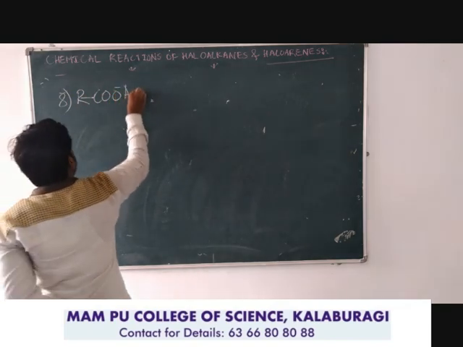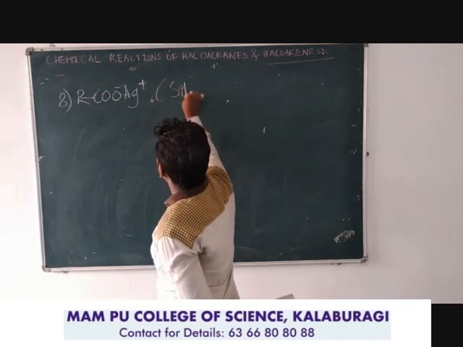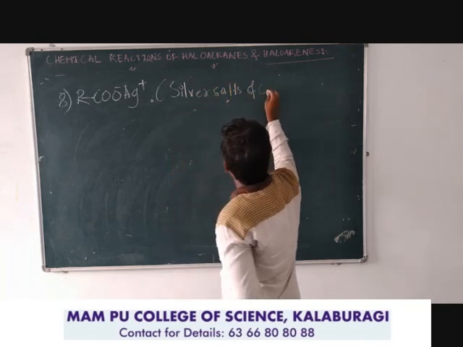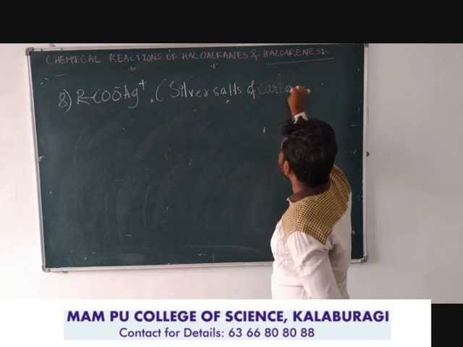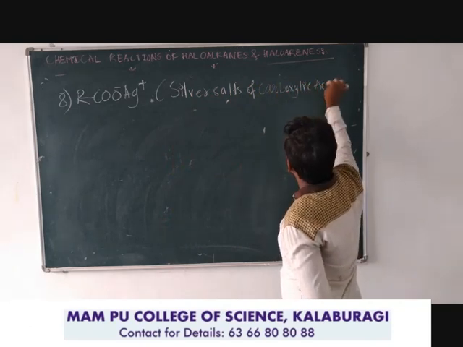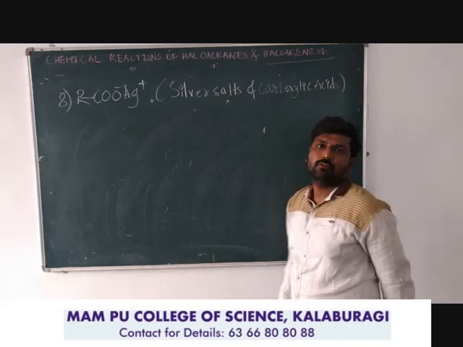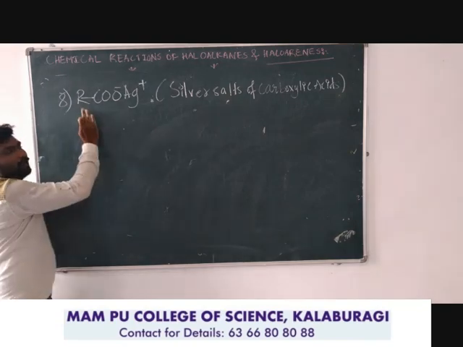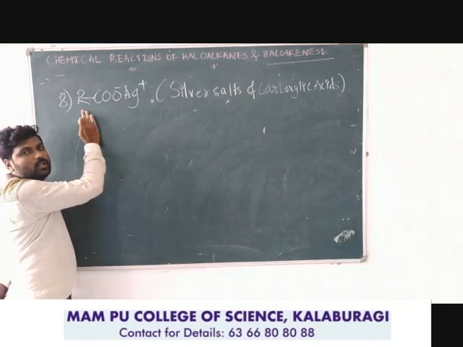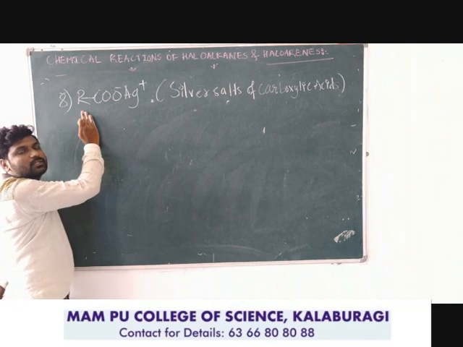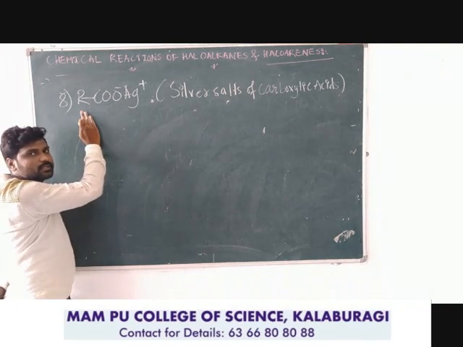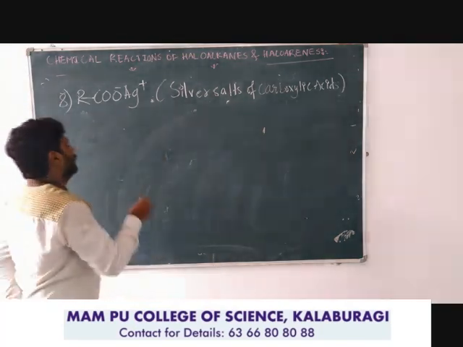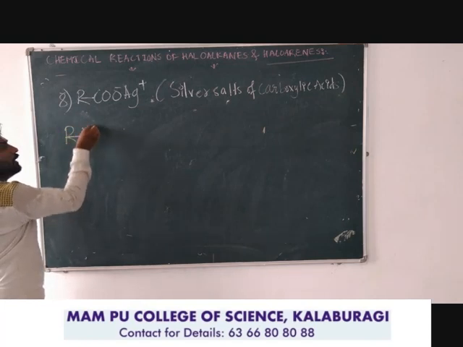RCOO minus Ag plus. This is silver salts of carboxylic acids. Look at here. If I take R equals H, silver salt of methanoic acid; R equals methyl, silver salt of ethanoic acid, silver salt of propanoic acid, silver salt of butanoic acid. So any silver salt of carboxylic acid is heated with the alkyl halide.